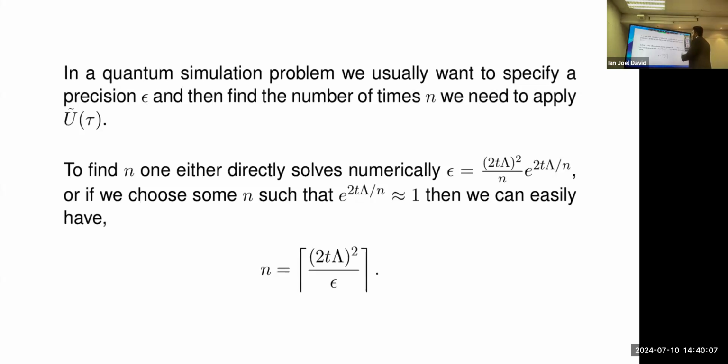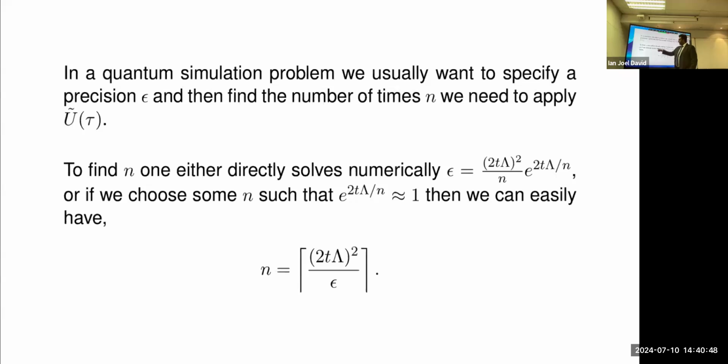So, as I mentioned, we usually want to specify the precision and then find the number of times n we need to apply U tilde of tau. Okay? And to do this, we can either solve this expression numerically for n. That's one way to go about it: you have the precision equal to the bound that we have, and you just solve numerically for n. But it makes analysis a bit hard, because then you've got to know all these parameters to be able to solve numerically for n. But what happens if we don't want to do that? We just want some sort of formula that we can use in general to state an algorithm.